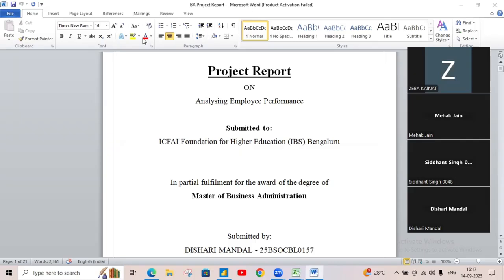So, hello everyone. I am Dishari Mandal. I am a first year MBA student at ICFAI Business School, Bangalore. As part of our project in business analytics, we are doing this project titled Employee Performance Analysis.